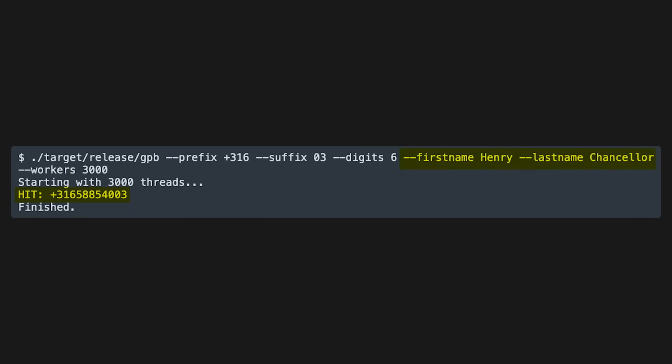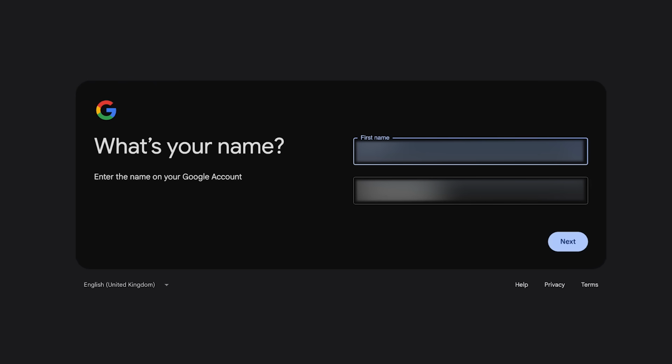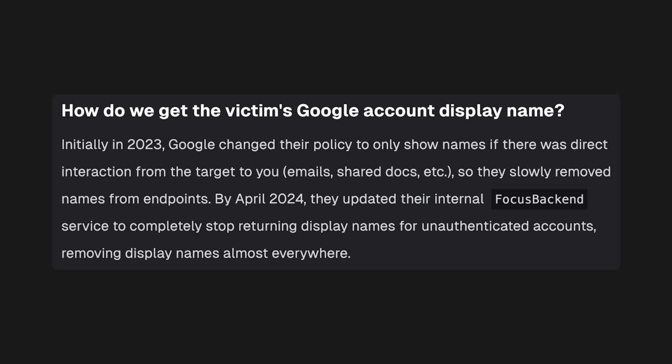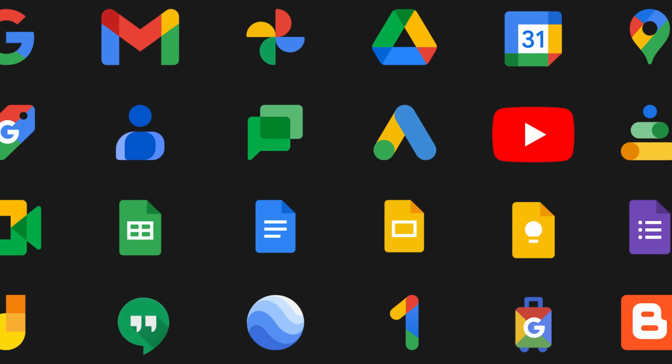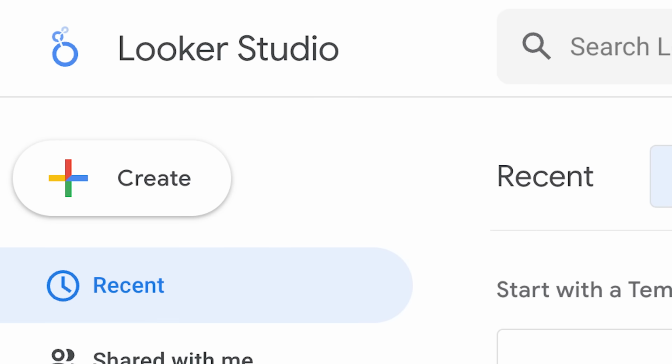But despite the fact this works, it requires you know the full name of a person's Google account, and the goal here is to resolve someone's email directly to their phone number. This was a bit of a problem, because as our researcher explains, in the past couple of years, Google changed their policy to only show you the display name of a Google account if it's interacted with you in some way, and Google has updated all of their services to take note of this change. But they missed one, Looker Studio. I'd never heard of it before this.